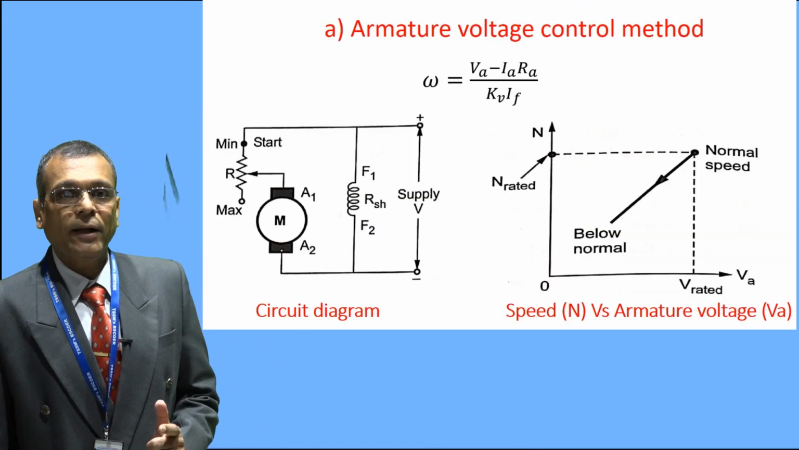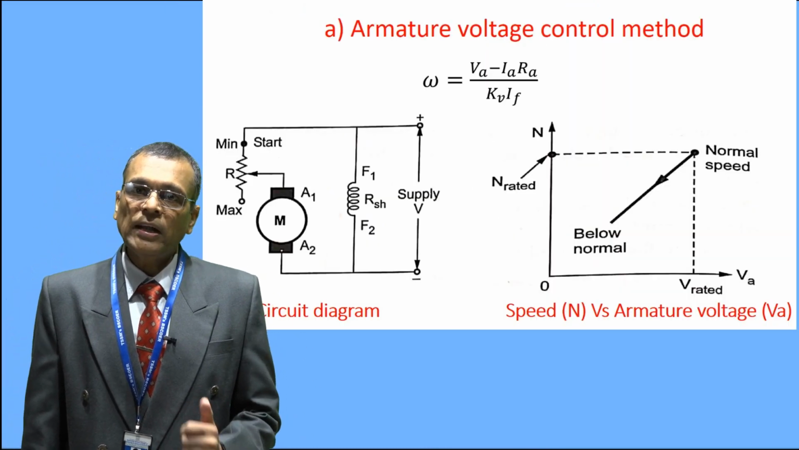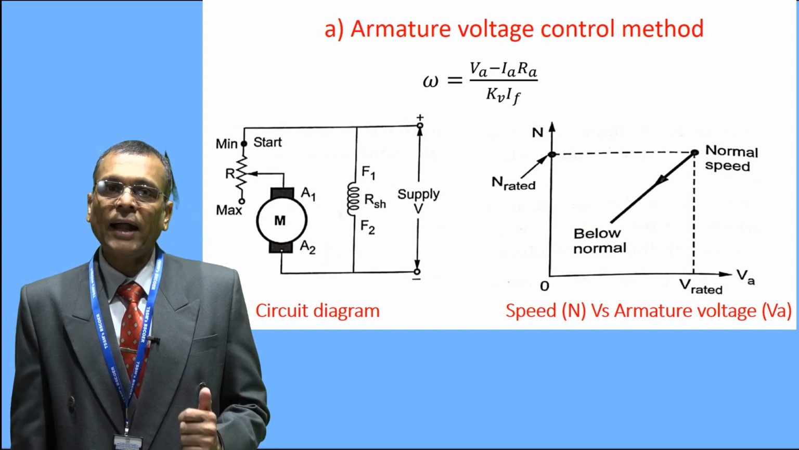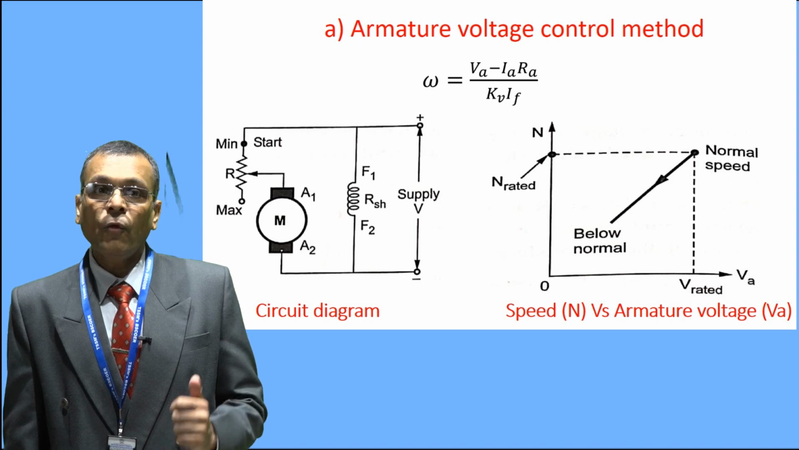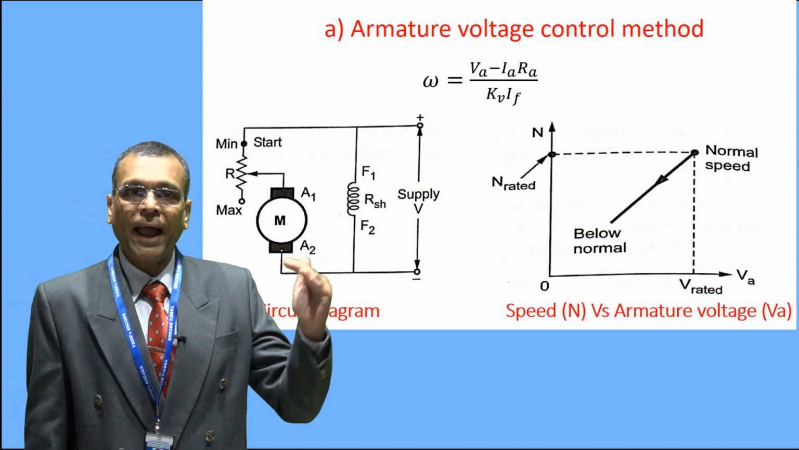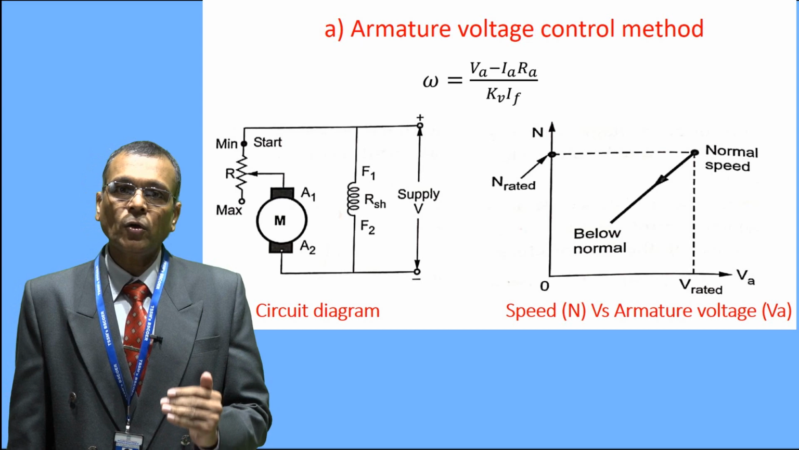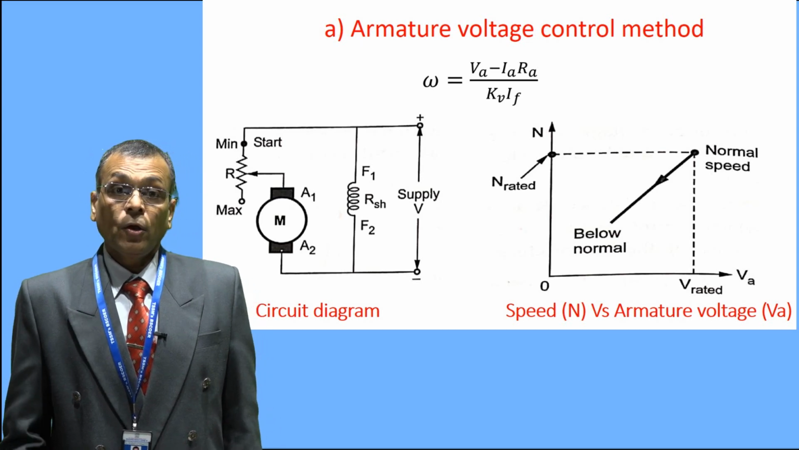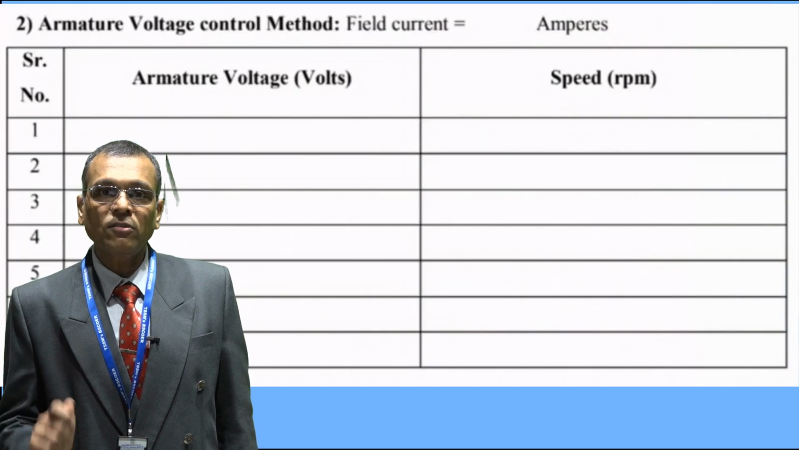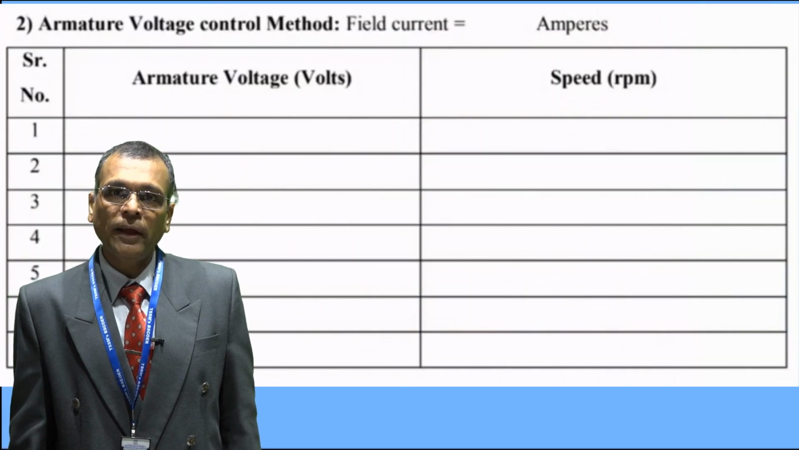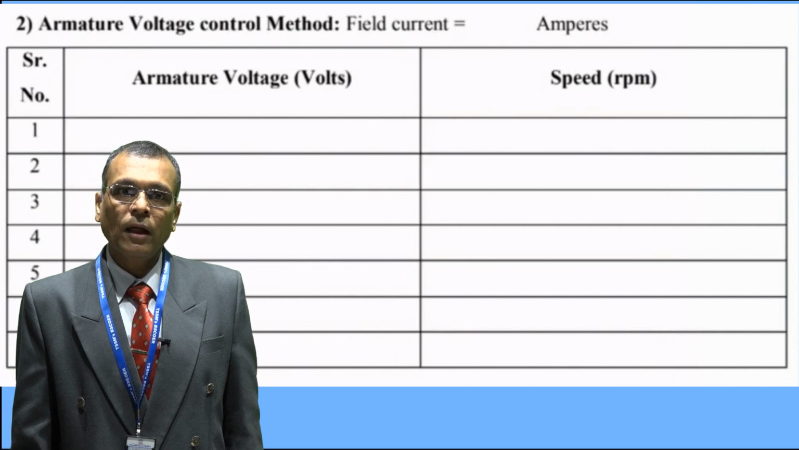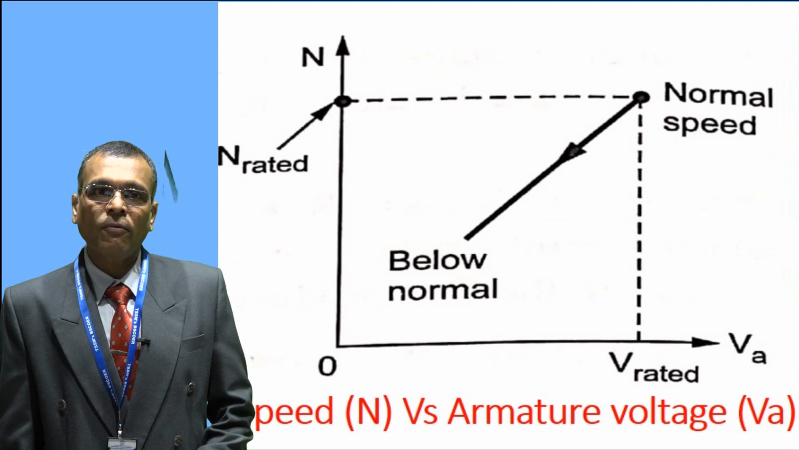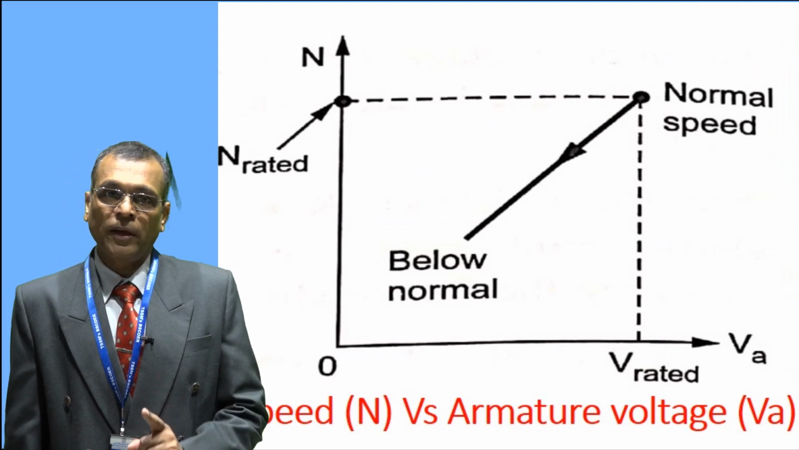Part A of the experiment is carried out by keeping the field rheostat at a constant position to maintain the field current at rated value and varying the armature rheostat from maximum to minimum in order to vary the armature voltage from 0 to rated one. Note down the corresponding readings of armature voltage and speed in the observation table at rated field current. Finally, plot the graph of armature voltage versus speed.